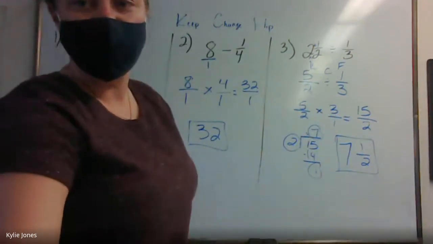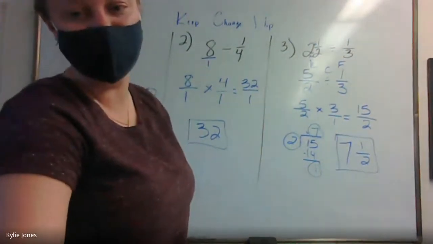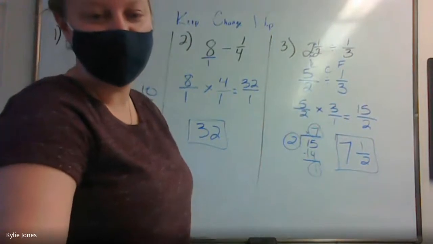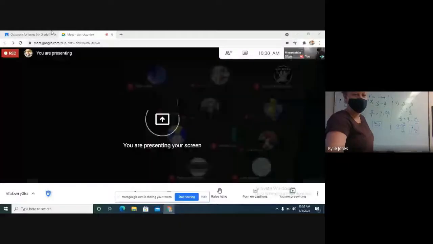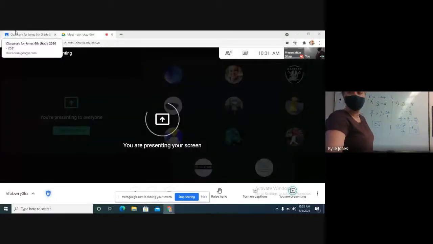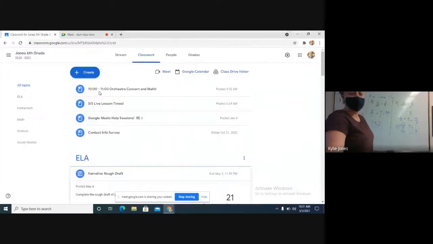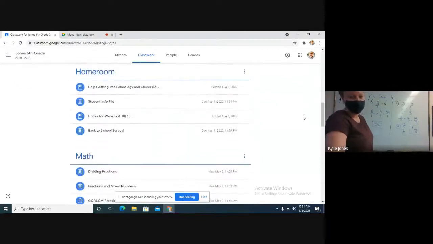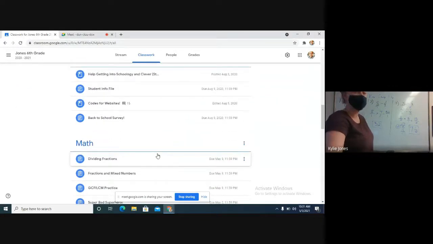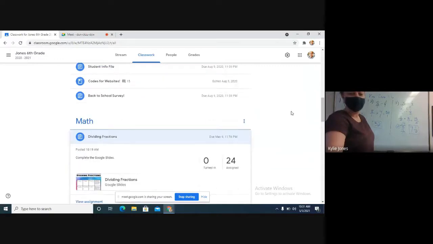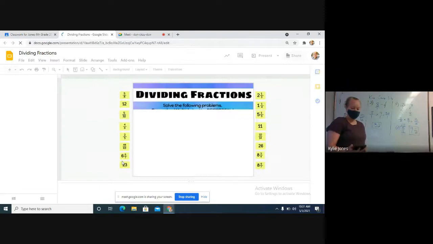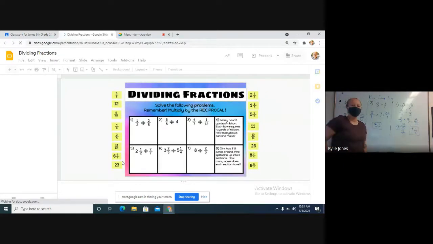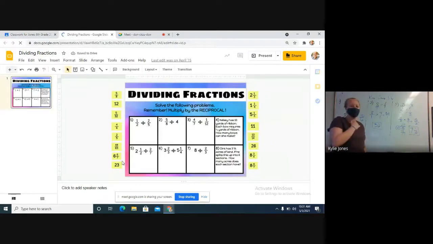And your assignment actually posted a while ago. So let's go ahead and head over so you guys are for sure knowing what you need to do. So on Google Classroom, the math assignment posted, it is called Dividing Fractions. What a concept. Let's go ahead and get that open. It is one Google slide. There are 8 questions on it.